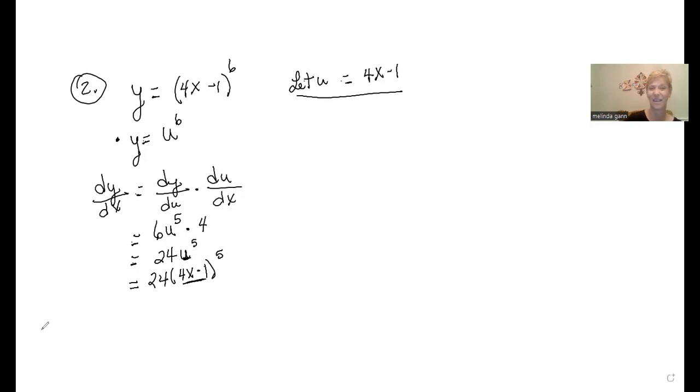Okay, kind of getting the hang of it? All right, let's do another one. Again, copy these, freeze it, copy down the examples, and then move on to the next one. All right, look at number 3.